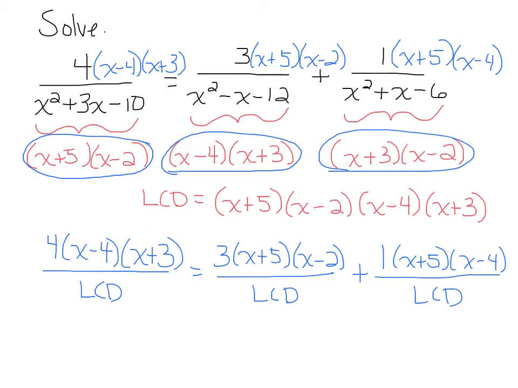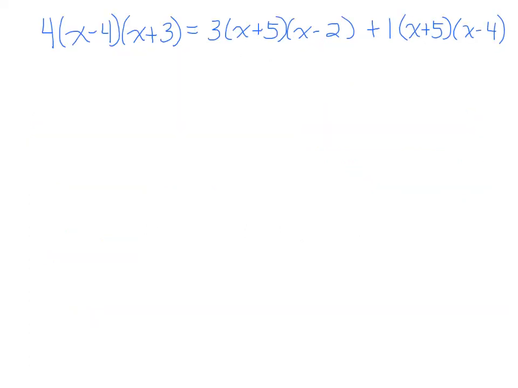Now that we have a common denominator for all the fractions, all the rational expressions, we can set the numerators equal to each other and forget that the denominator was even there. And doing so, we'll solve for x. Now let's work on simplifying this. We'll need to FOIL and distribute the numbers.